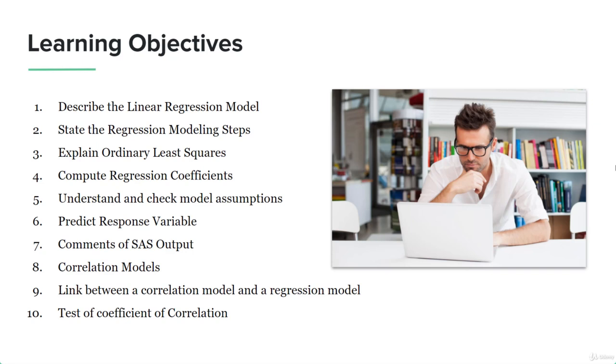Furthermore, we're going to understand and check model assumptions as well. And in the end, we're going to see how to predict the response variable. Another important thing would be to comment on SAS output. We'll see what this is and we'll also understand what this is about. So in the end, we'll have correlation models, the link between a correlation model and a regression model. And also we're going to see the test of coefficient of correlation to see how we can obtain that.